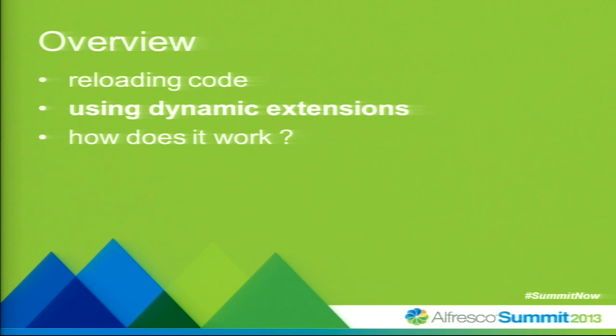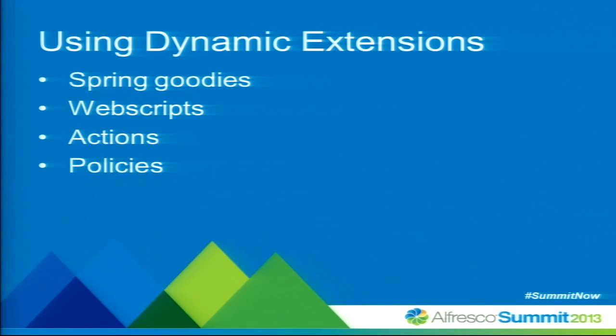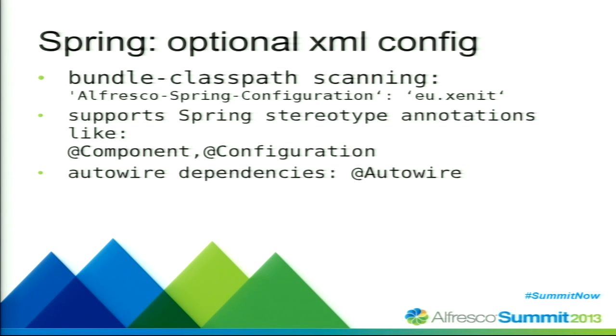Okay, enough technical background, so let's see how we can use those dynamic extensions and start developing features. First off, there are quite a bit of Spring goodies. For those of you who do not like writing Spring XML, good news. We already saw in the small WebScript demo that we used some stereotype annotations. And how is this backed? Well, through bundle class path scanning. You might know class path scanning in Spring for normal applications. And you might also know that it can be very slow at startup.